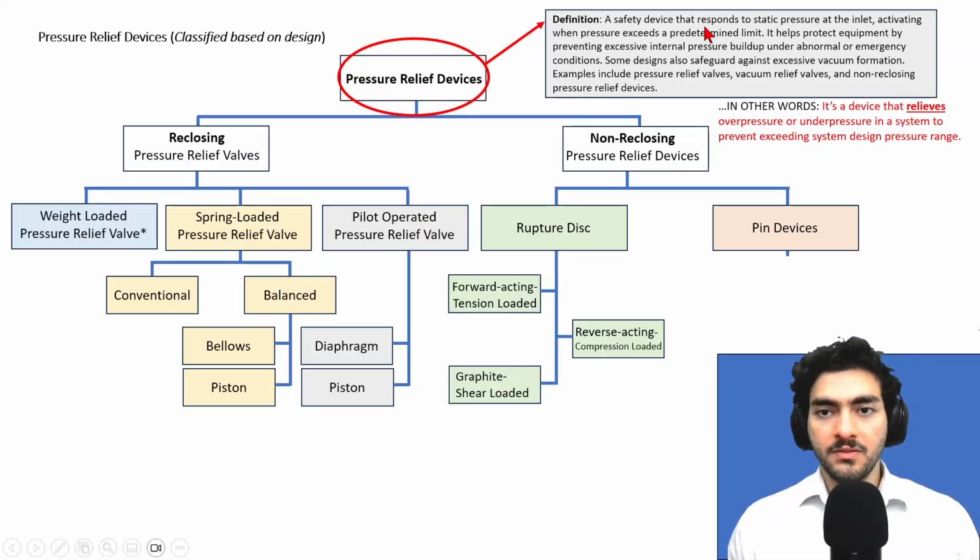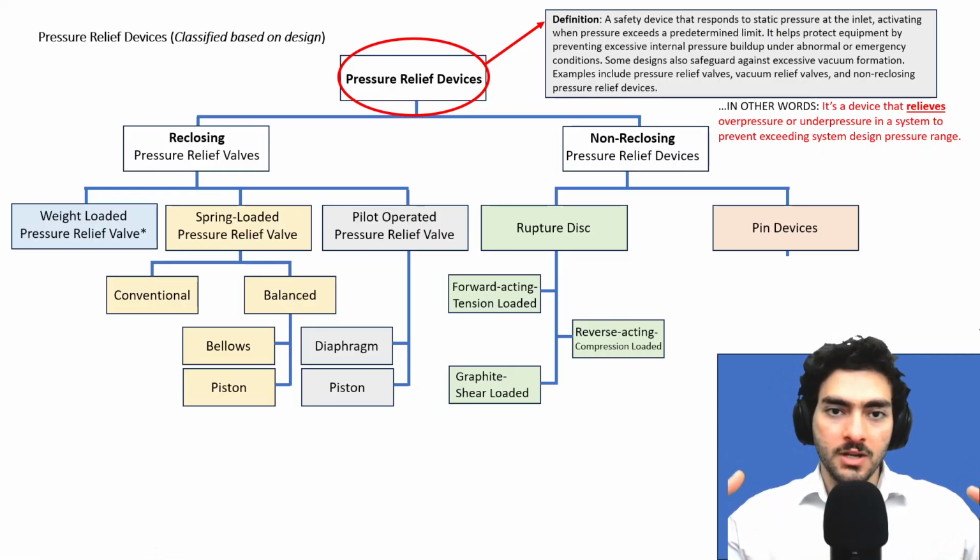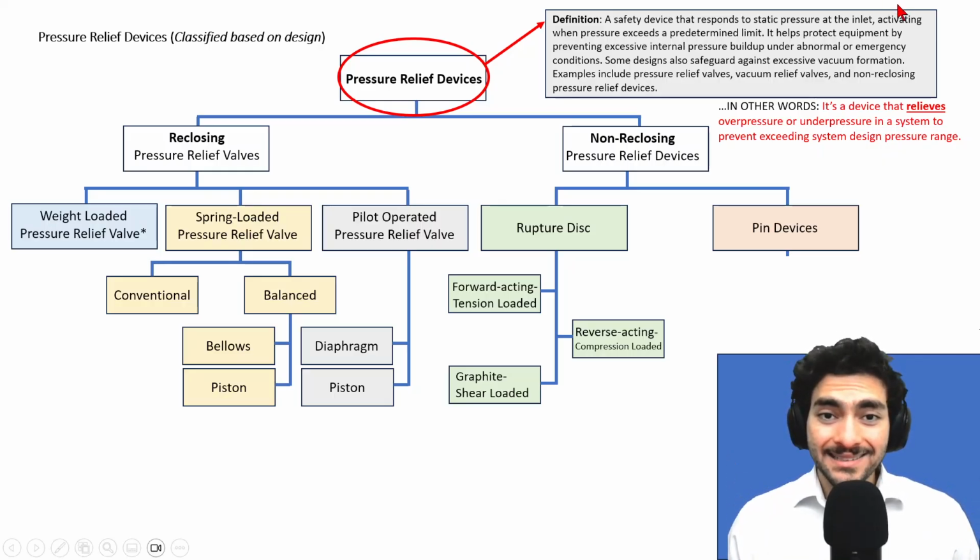So a pressure relief device is a safety device that responds to the static pressure at the inlet of the device, which basically is the pressure inside the vessel, and it activates to open when the pressure of the vessel exceeds a predetermined limit, which is the set pressure of the pressure relief device.